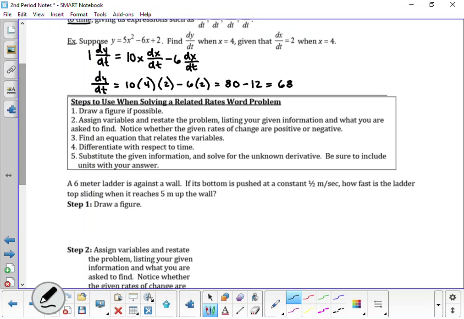So let's do an example of that. We've got a 6-meter ladder leaning against a wall. Let's say the bottom is being pushed. Do you want to go in or out? Out? Okay. The bottom is being pushed out at a constant ½ meter per second. How fast is the ladder top sliding when it's 5 meters up the wall?